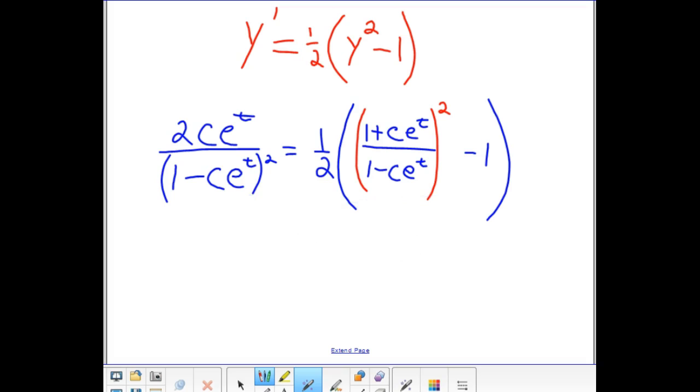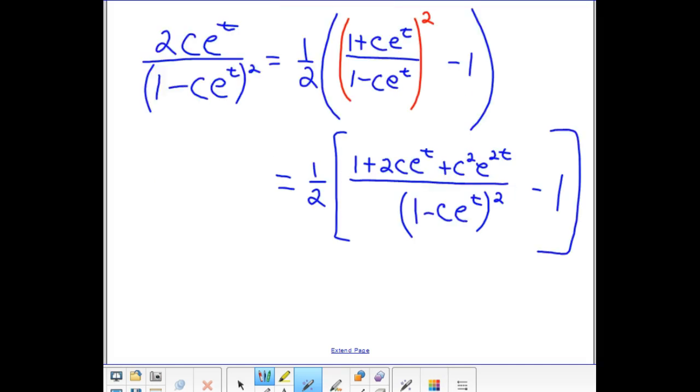So here we go. How do you square a fraction? Numerator squared, denominator squared. Now notice, as I'm glancing over here, this denominator is 1 minus c e to the t, squared. Well, that's what I got right here. So I didn't actually want to square that because I knew that's what I was trying to get in the denominator, and now I've got it. But I did square the numerator, FOILed it. And c e to the t squared is c squared e to the 2t.